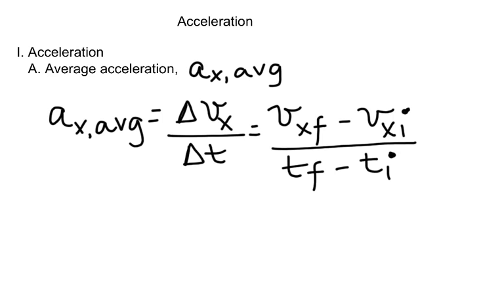The unit for this is interesting. We know that the SI unit for velocity is meters per second, and the SI unit for time is the second. So the SI unit for average acceleration is meters per second per second, which can also be written as meters per second squared.